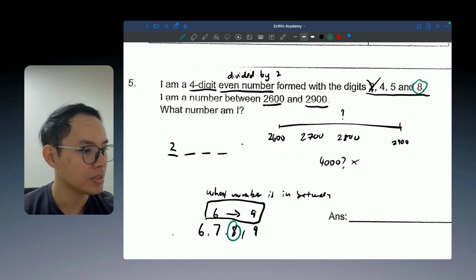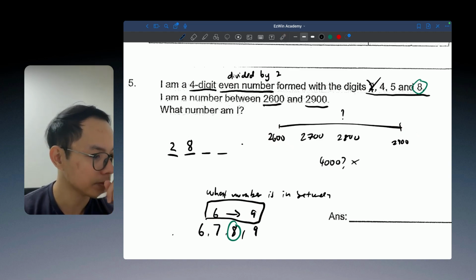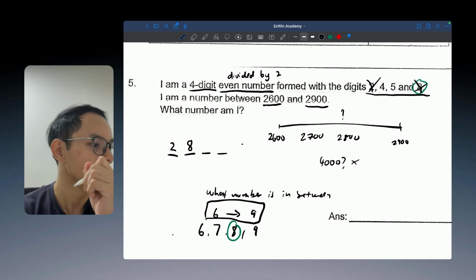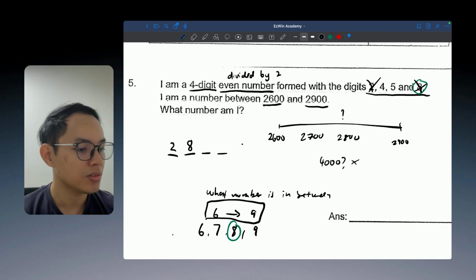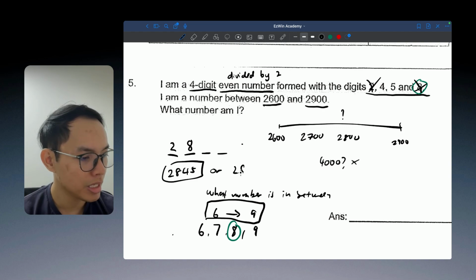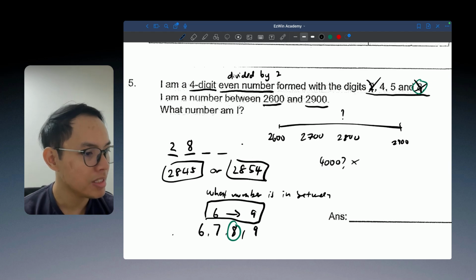So then that should be the next number, which is 2800, as what you see over here. Okay, now we have no more number 8s. Okay, the last thing is, is it 2845 or 2854? Okay, so that means this number should be able to be divided by 2, right?